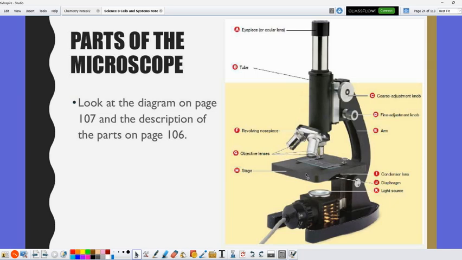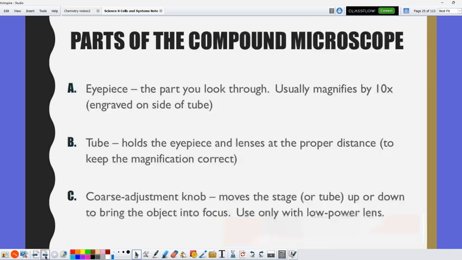There's the stage where you put the slides, and some of them have clips to hold them in place. There is a condenser lens in here that we never really adjust. There is a diaphragm knob that you can change the amount of light going through. And then that is your light source. You are responsible for knowing the parts of the microscope.